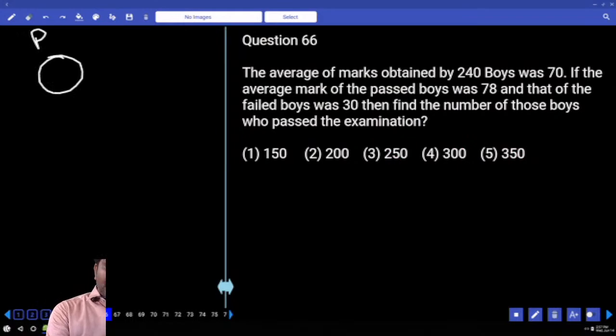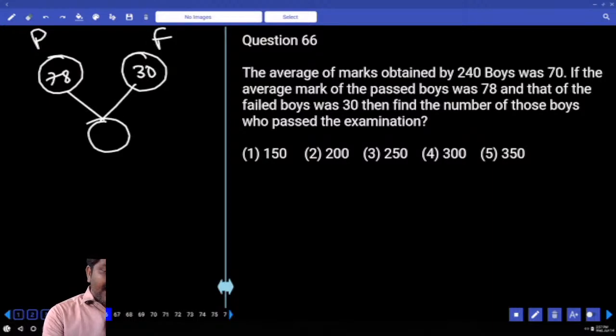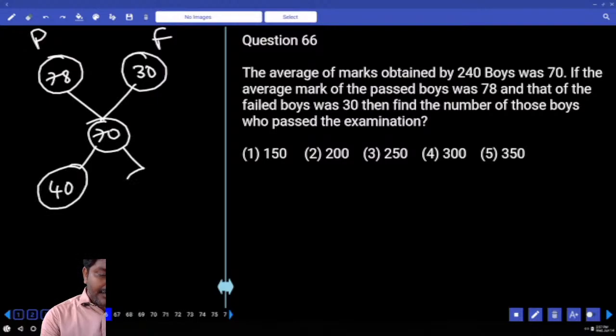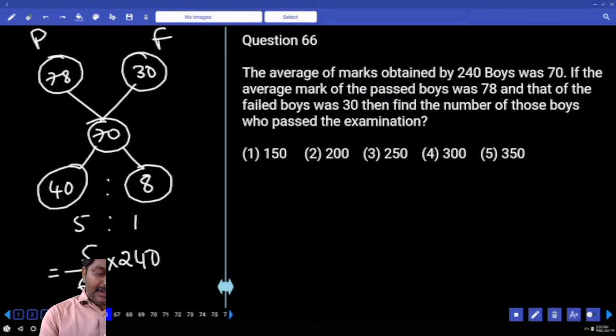Those who passed, what's their average? 78. Those who failed, 30. And when you add passed boys and failed boys you'll get total boys. What's their average? 70. Go for allegation. 48, ratio 5:2. 5 parts out of 7 parts among 240, the ones who passed. How much is this? 200.